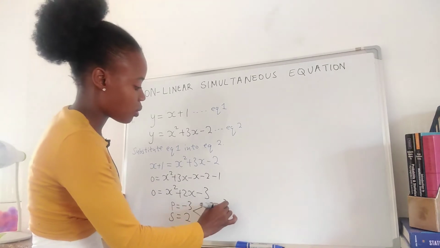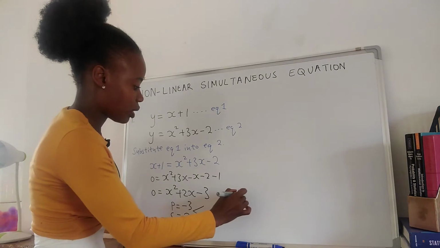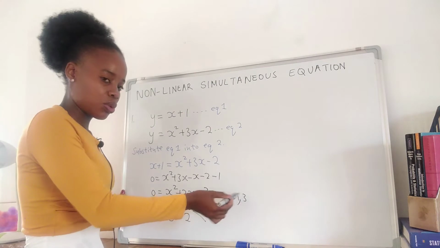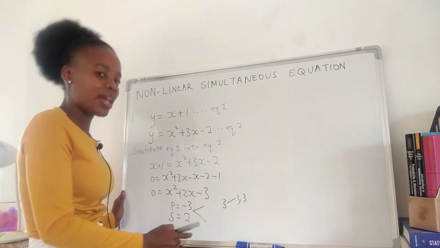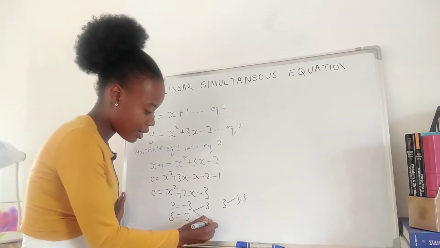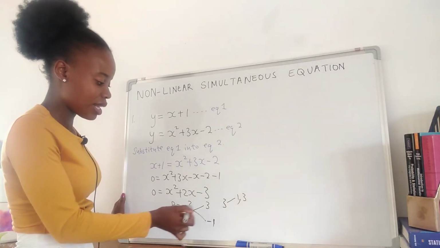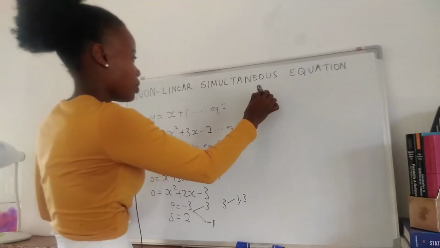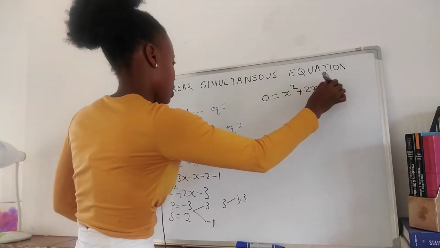So we have factors of 3. We have 1 and 3. We're just going to play around with 1 and 3 so that they can give us 2. We can get 2 if we say 3 minus 1. That's when you can get 2. So 3 is positive and 1 is negative, because 3 times negative 1 is negative 3, and 3 minus 1 is 2. So we have 0 equals x squared plus 2x minus 3.